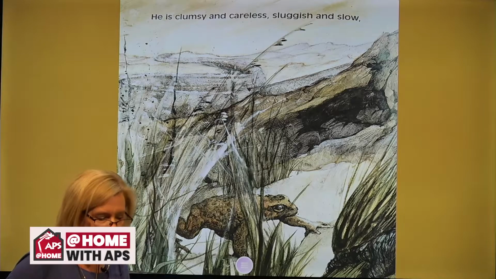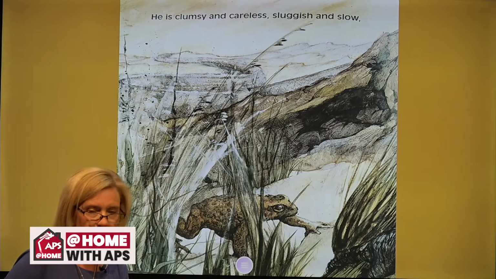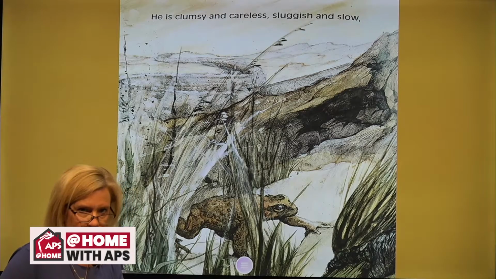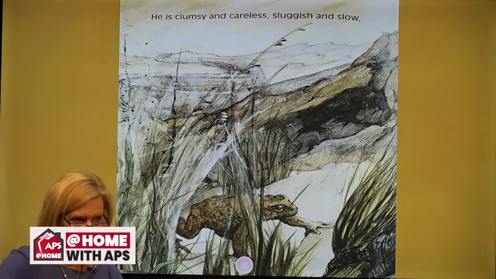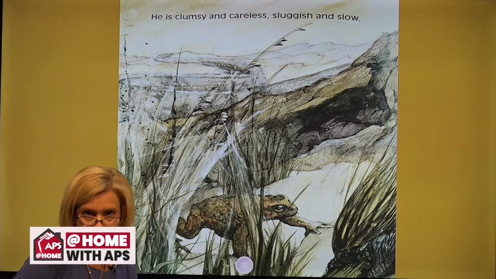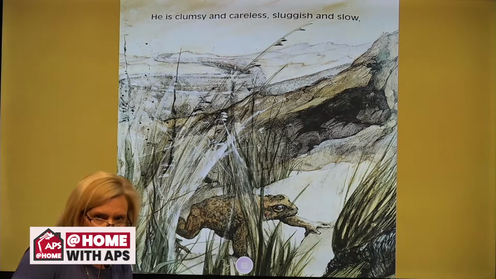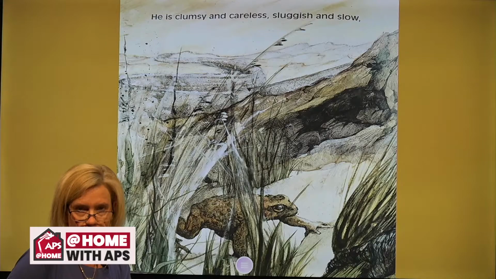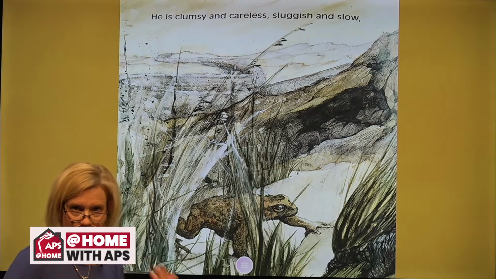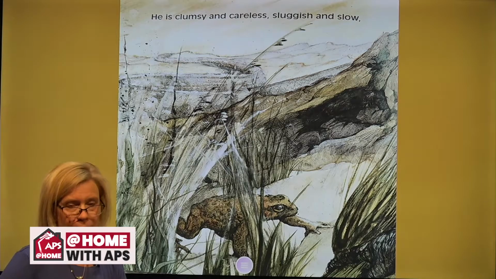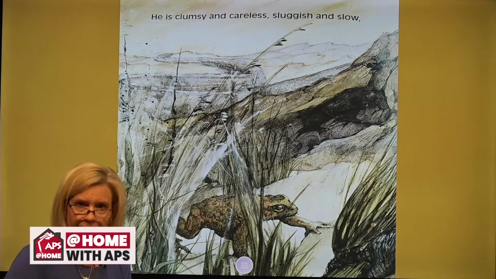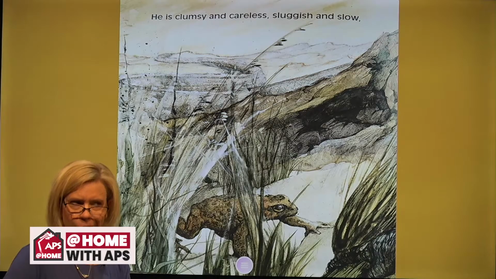He is clumsy and careless, sluggish and slow. Let's take a look at those words. Clumsy means he just can't quite get himself to the right place. He knocks things over if you're clumsy. He's careless, which means not only is he clumsy, he knocks things over, but he doesn't really care, right? He's living in a swamp. He's also sluggish. What does sluggish mean? Have you ever seen a slug? Looks kind of like a worm.